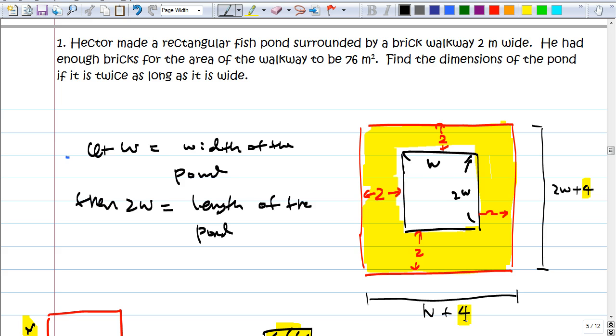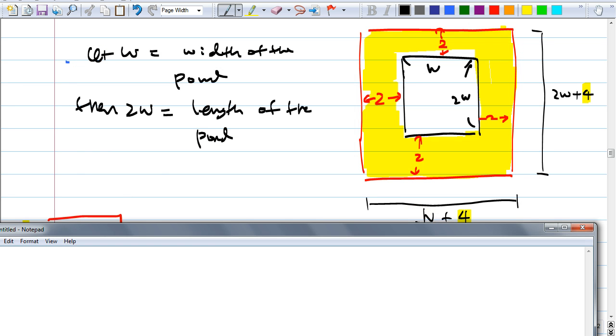Does that make sense? So here is your new width and here's your new length. This was the length of the pond and the width of the pond. And now we have the length and the width of the whole thing, the one with the walkway all around. Does that make sense? So if you don't have this, go ahead and fix it. Did you get that? Okay? Alright, so now that we know what it looks like, we know the dimension of the pond and we know the dimension of the whole thing with the walkway.